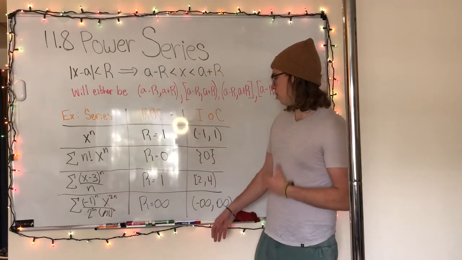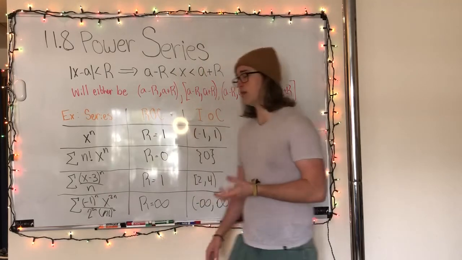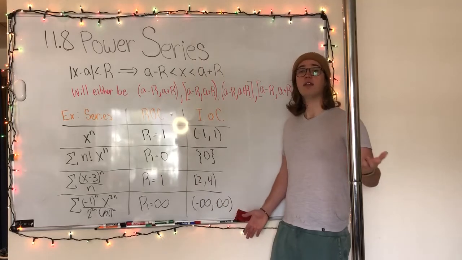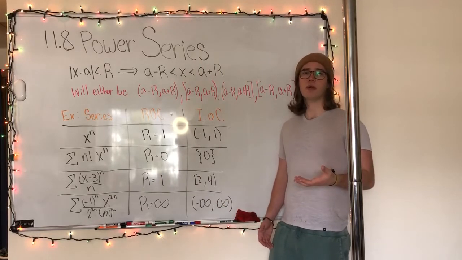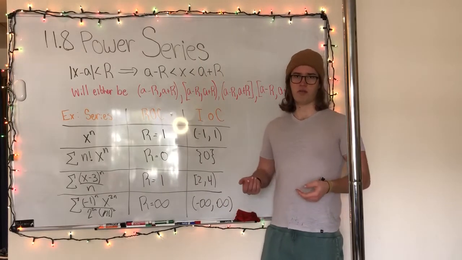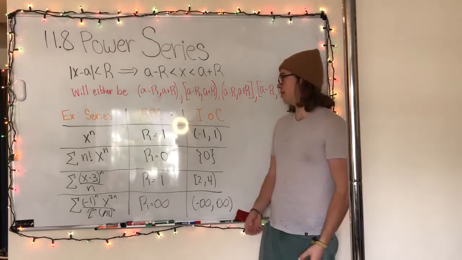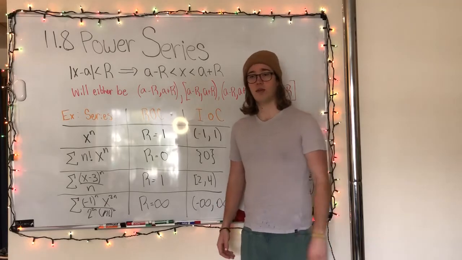So then, if our radius is infinity, what is our interval? Well, our interval is clearly going to be negative infinity to positive infinity, where we use parentheses because infinity is not really a real number. So infinity is not included, but it's the closest thing that we can get to it.